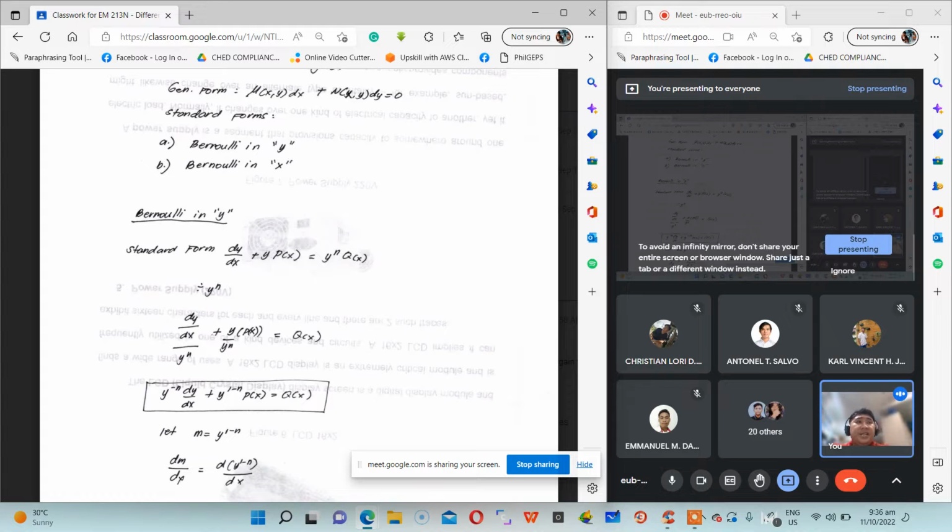But these are the things that could not go with Bernoulli and linear differential equation. If that is a linear differential equation, it will never be Bernoulli. Especially if that equation is a Bernoulli differential equation, it will never be a linear differential equation. You get it? "Yes, sir." But in the Bernoulli differential equation, after you transform it, on the last part, it is just like a linear differential equation.